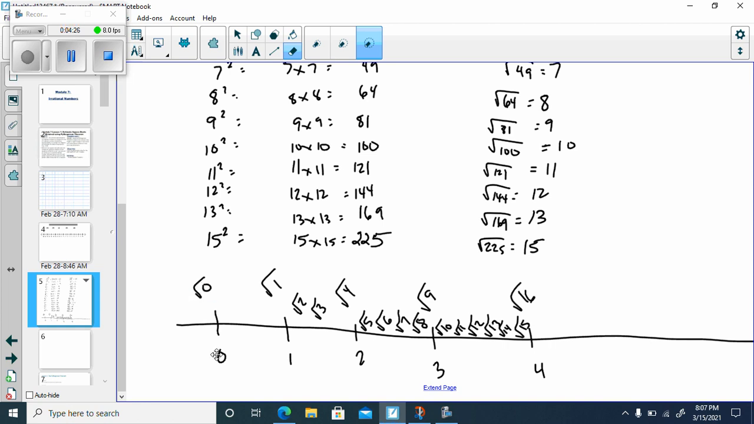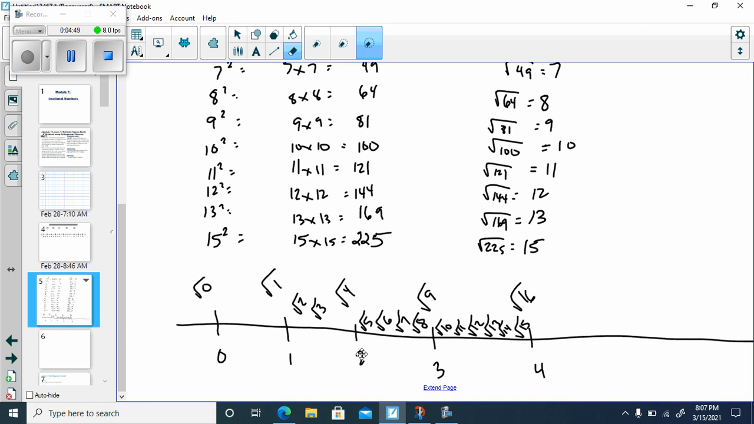The square root of 0 is 0, okay? So you wouldn't have any square roots of integers in here, but the square root of 1 is 1. The square root of 4 is 2, so the square root of 2 and the square root of 3 have to fit in here between 1 and 2, don't they? Yeah, it's going to be 1 point something.